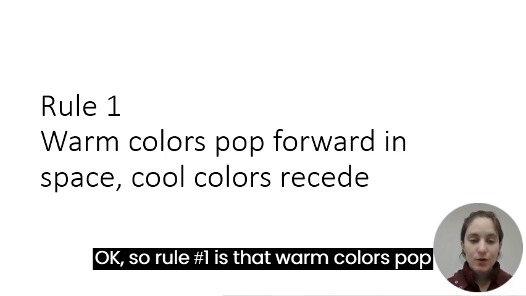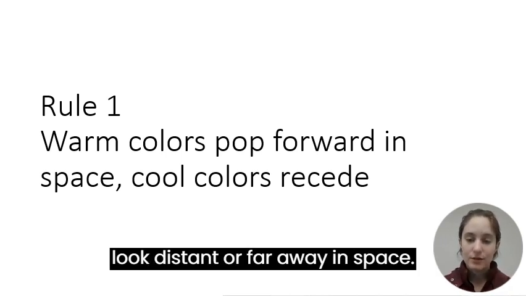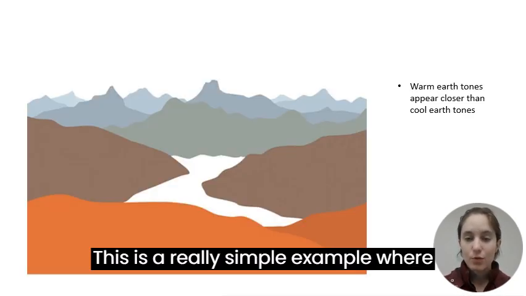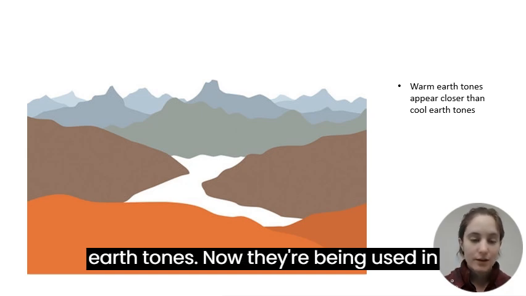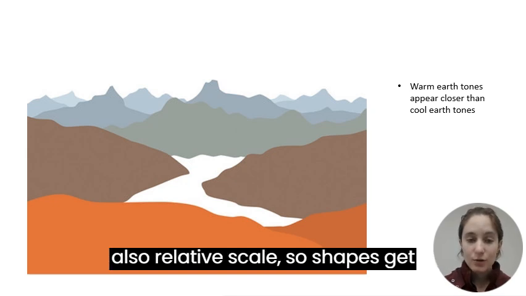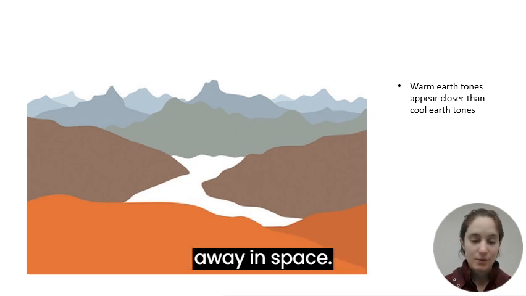Okay, so rule number one is that warm colors pop forward in space and cool colors tend to look distant or far away in space. This is a really simple example where warm earth tones appear closer than cool earth tones. Now they're being used in tandem with overlapping of shapes and also relative scale, so shapes get smaller as they are meant to look farther away in space.